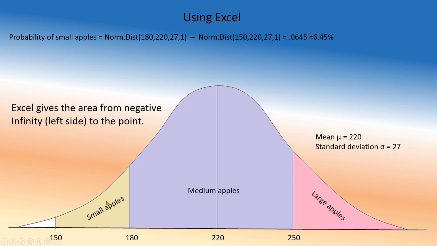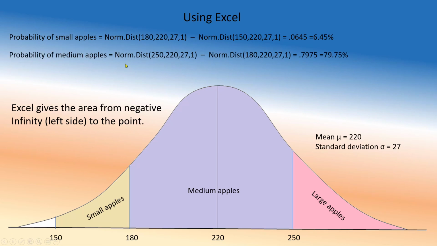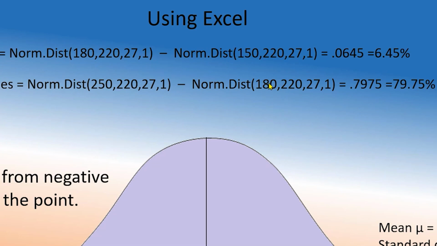Now, if you recall, when we did it by hand, it was a slightly different number, which is okay because we are approximating there. This is the exact number. Similarly, for the area for the medium apple, we're going to find the area from 250 this way, 180 that way, take the difference. And there we are. 250, 180, the difference is 79.75%. Again, this one is a bit different from our hand calculations.